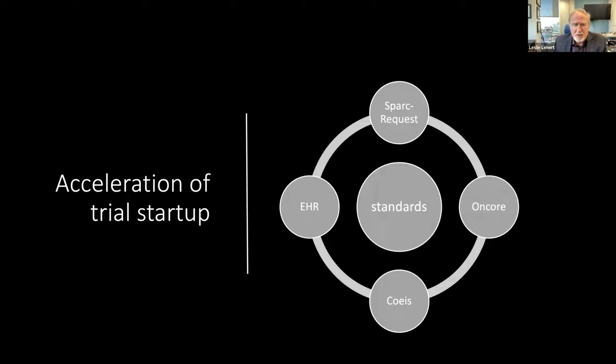Now I'm going to move on to acceleration of trial startups, and in this world, what we're talking about is trying to go between our catalog Spark Request system, Encore, COAS, which is our grant management system, and our electronic health record system, and we want to use the interoperability between these systems to enhance and accelerate research. And here we're really going to come up against the problems where standards are just not available yet, or they're too difficult to use, or they're not sufficiently refined.